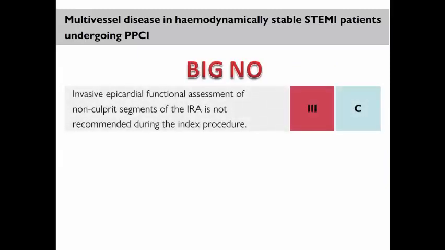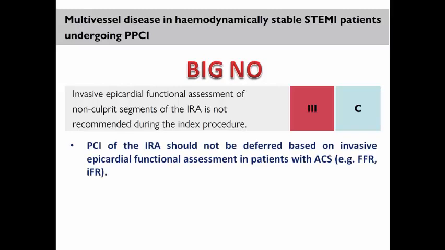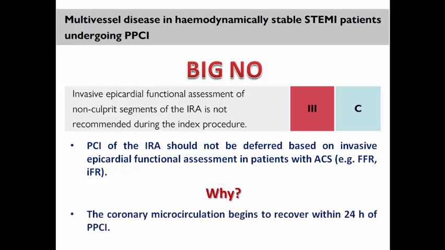And the big no: the invasive functional assessment of the non-culprit segment. Let's concentrate, I mentioned here the non-culprit segment of the infarct-related artery. I didn't say non-culprit artery. So the infarct-related artery should not be subjected to any functional assessment during the index procedure, because PCI of the infarct-related artery should not be postponed based on invasive functional assessment like FFR or iFR, because the coronary microcirculation begins to recover within 24 hours of primary PCI.